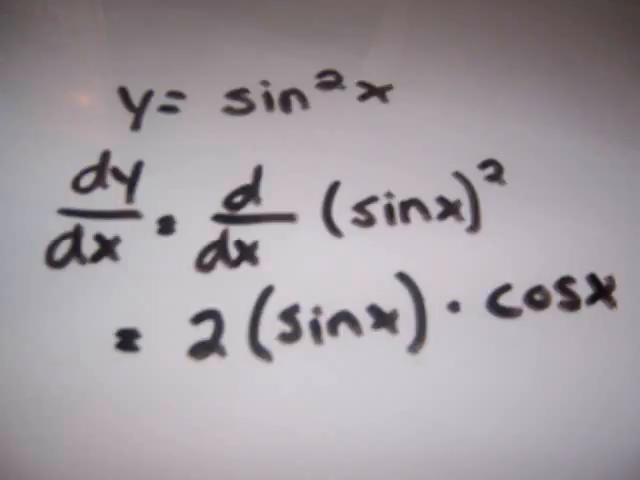Now we will do a similar function, but note that sine squared x is equal to the quantity sine x, squared. Here the outer function is the squaring function and the inner function is the sine function. Therefore dy dx is equal to d dx of the quantity sine x squared. This gives us 2 times the quantity sine x times cosine x.